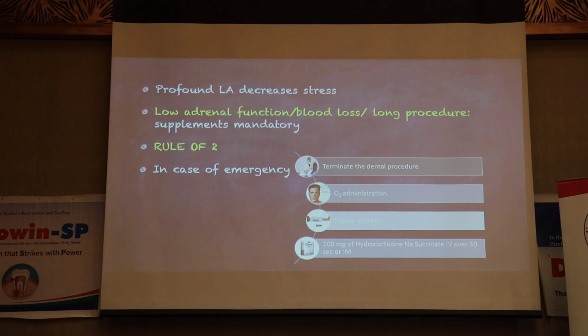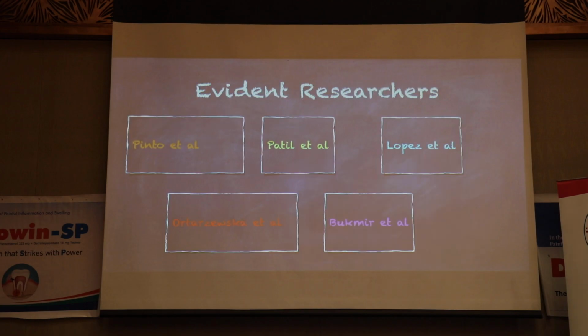supine position. And the next emergency drug would be hydrocortisone, a very mandatory drug that every clinic should have. 100 mg of hydrocortisone sodium succinate IV over 30 seconds will help us to revive the patient. If the patient is a little disoriented or in discomfort, you can probably think about IM. But then adrenal insufficiency happens within a fraction of a second, so IV 100 mg hydrocortisone sodium succinate will help.